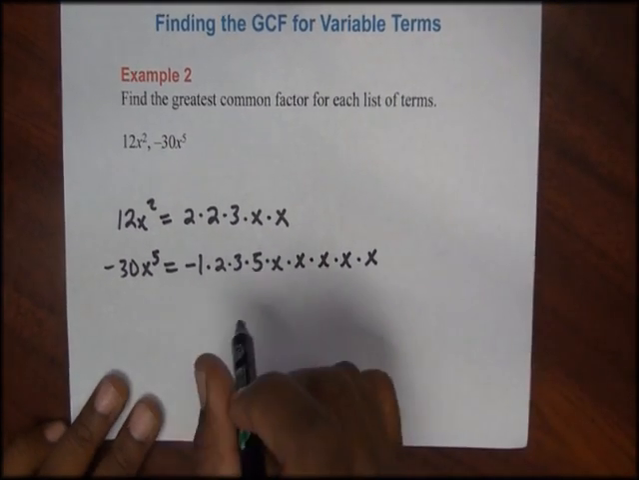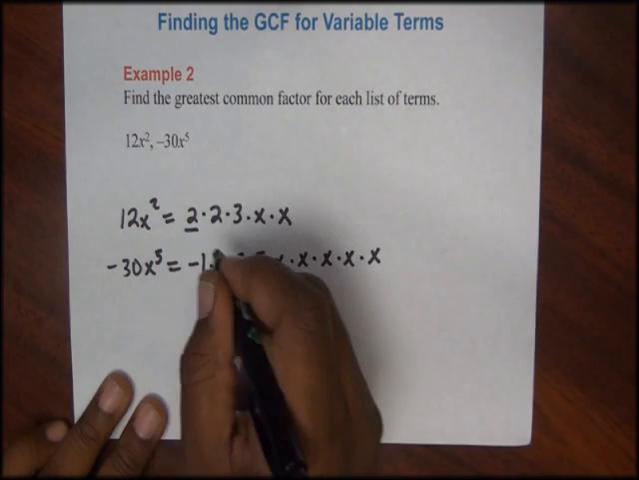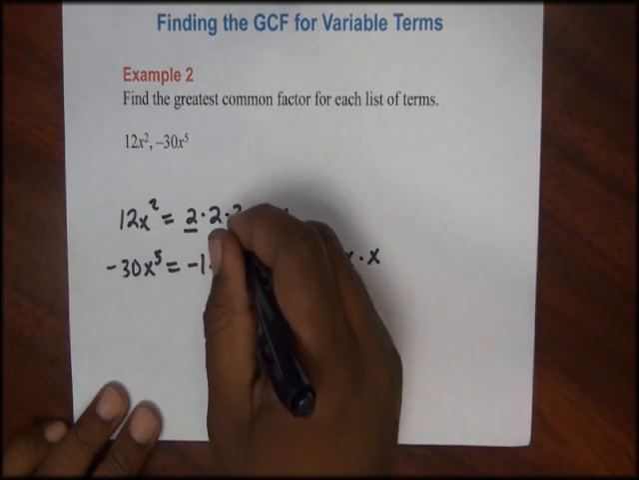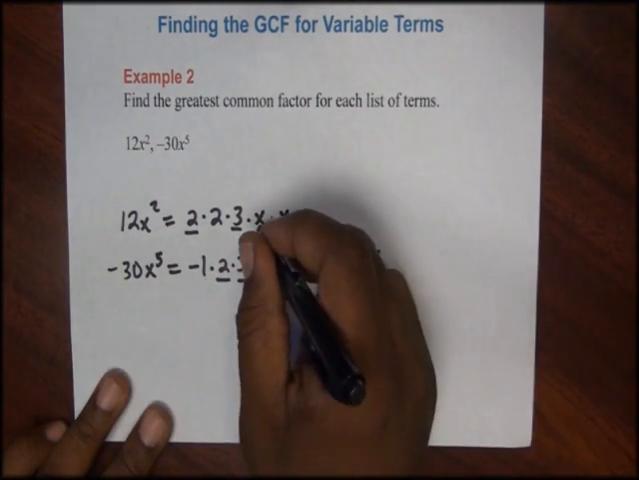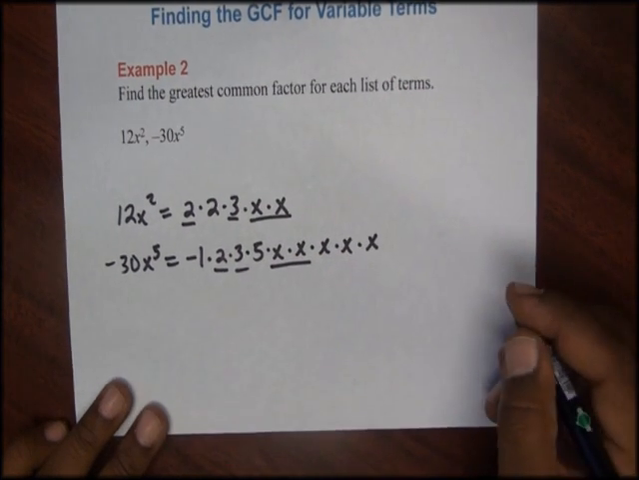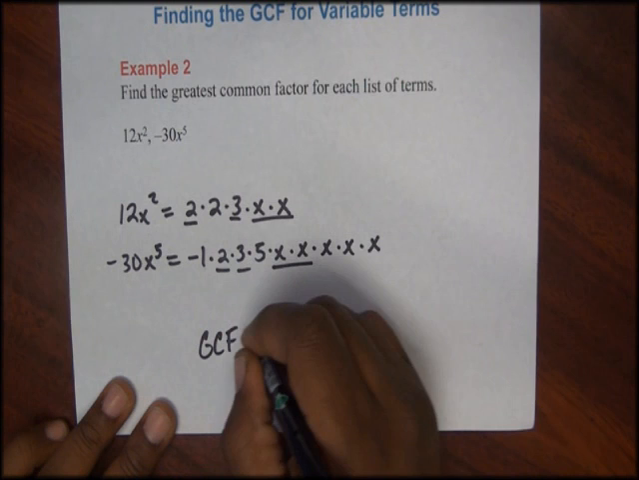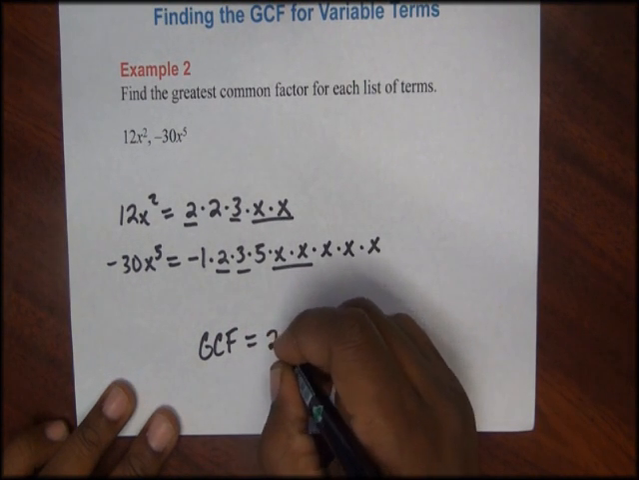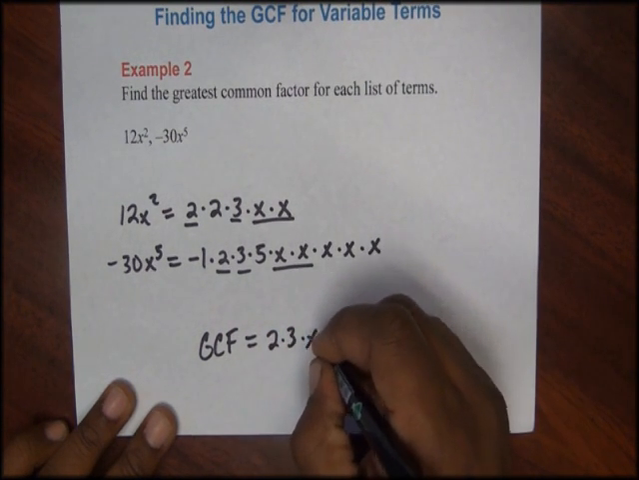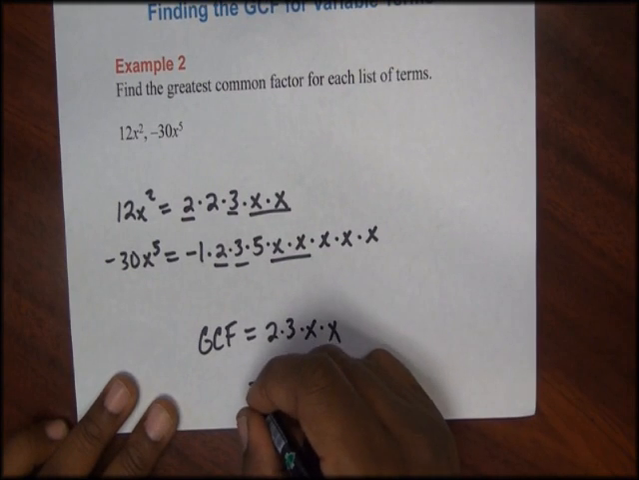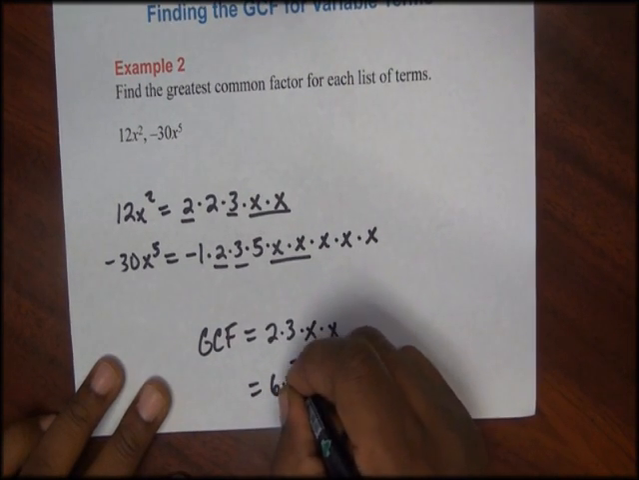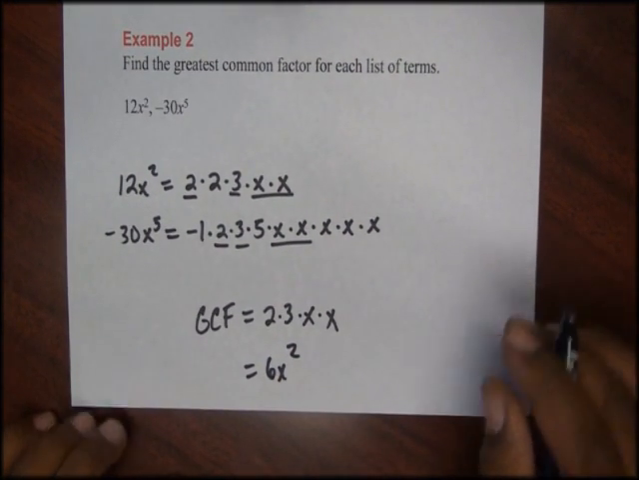If we determine the factors that are common to both, we see that a 2 is common, we see that a 3 is common. We also see that two x's are common to both. Therefore, the greatest common factor is 2 times 3 times x times x, which gives us a greatest common factor of 6x squared.